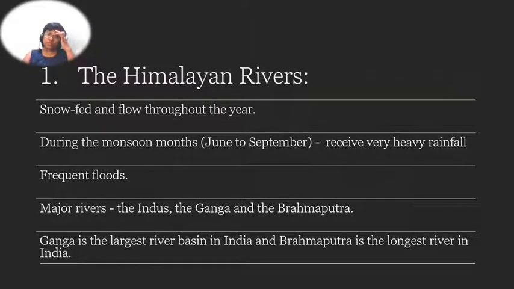During monsoons, they receive more rainfall. They have more amount of water. And because of this influx of water, because of the monsoons, we see that these rivers also flood very frequently. The major rivers of this region are the Indus, the Ganga, and the Brahmaputra. The Ganga is the largest river basin in India, and the Brahmaputra is the longest river in the Indian subcontinent.